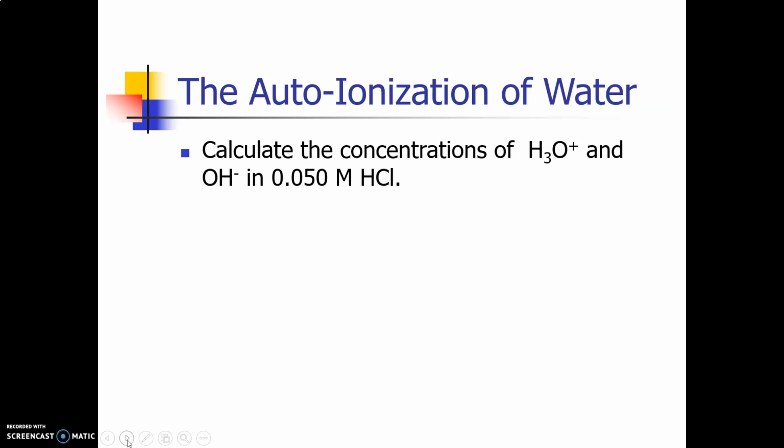Now, calculate the concentration of hydronium and OH in 0.05 molar of hydrochloric acid. This is your homework, and I think this is a very easy question to make.